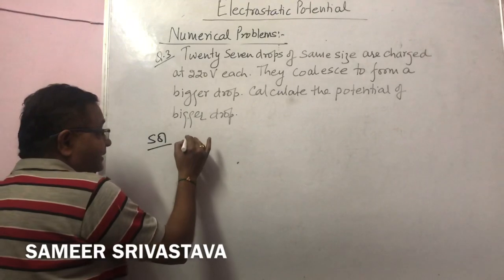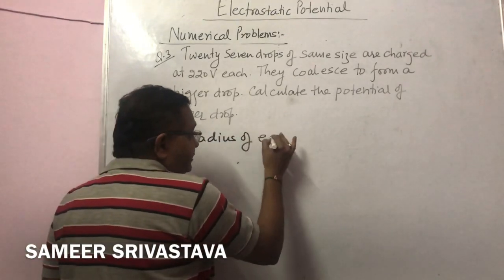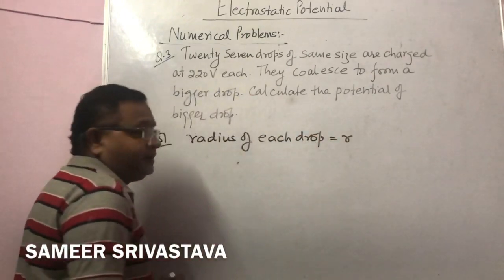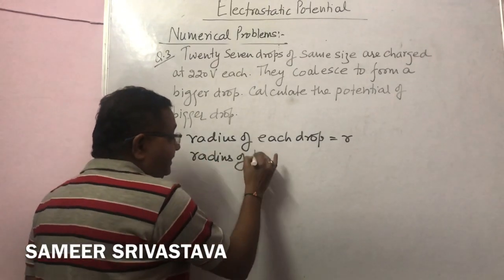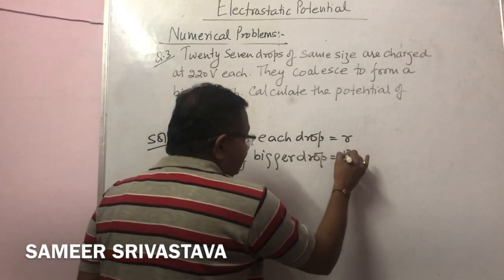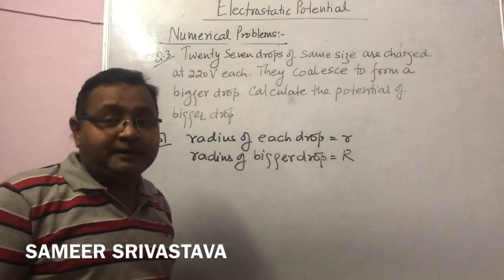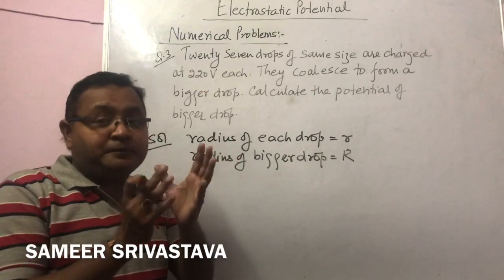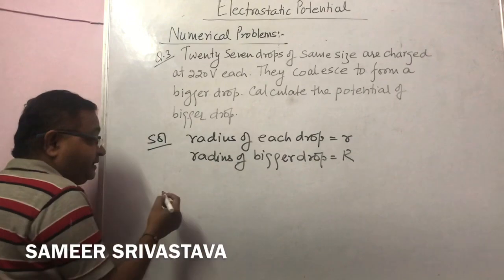Now consider the radius of each drop is small r, as well as the radius of the bigger drop is considered as capital R. Now, if these 27 drops combine and collapse, they make a bigger drop. In that condition, the volume must be same for the bigger drop and the total 27 small drops. So, we consider the volume.